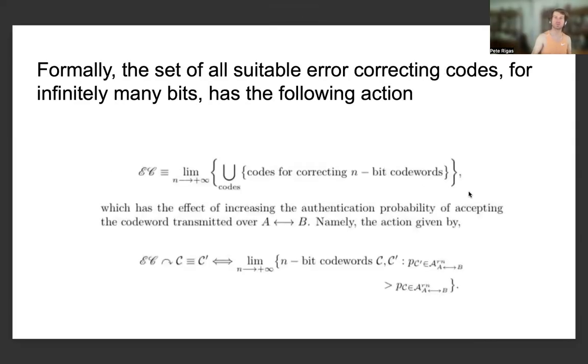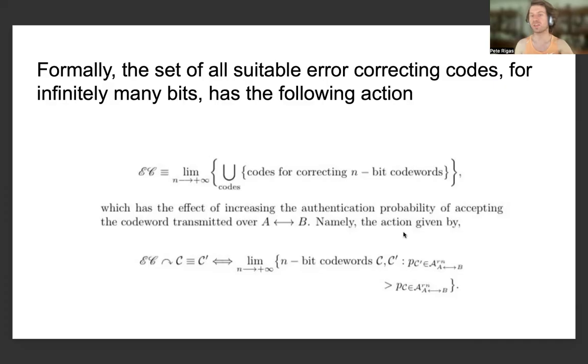Informally, the set of all suitable error correcting codes for infinitely many bits has the following action. Namely, as we described, we're hoping to provide guarantees, estimates, or favorable properties of error correcting codes in the presence of infinitely many bits for different types of code words. So we're looking at the limit as little n goes to positive infinity of the union over all codes, where each one of the codes is correcting n-bit code words.